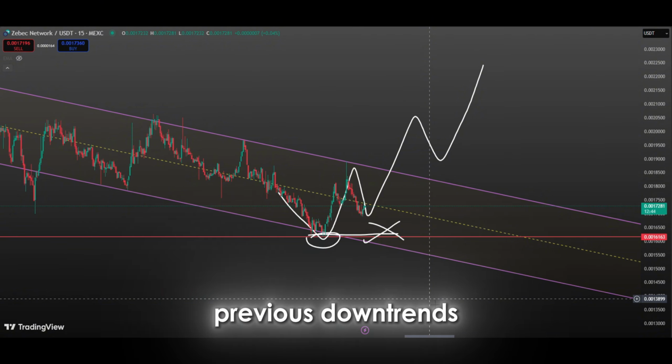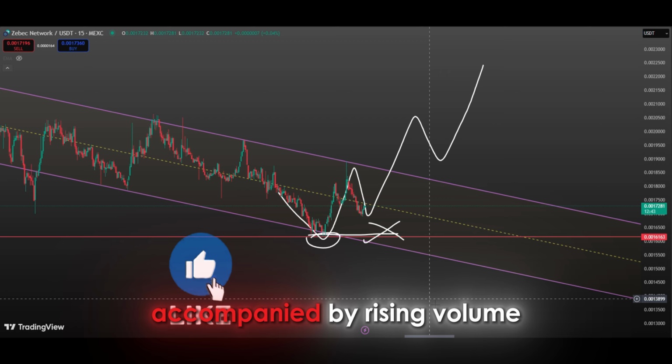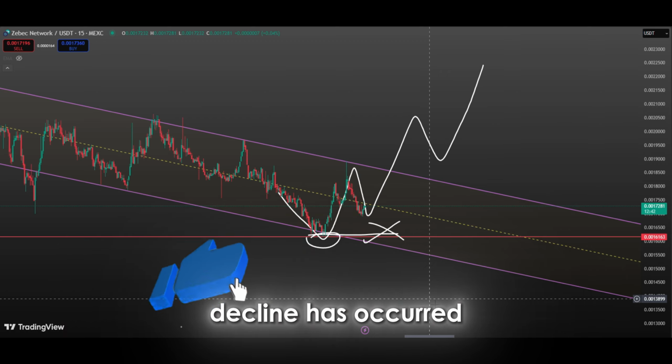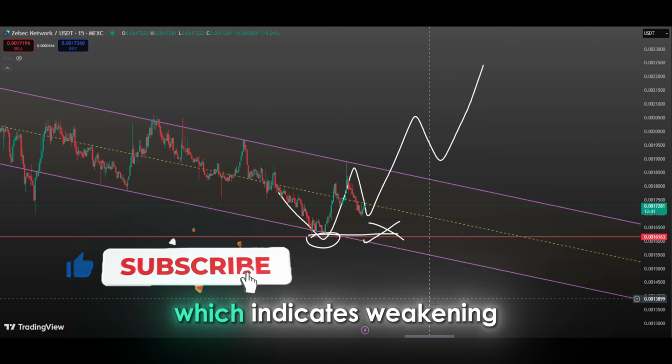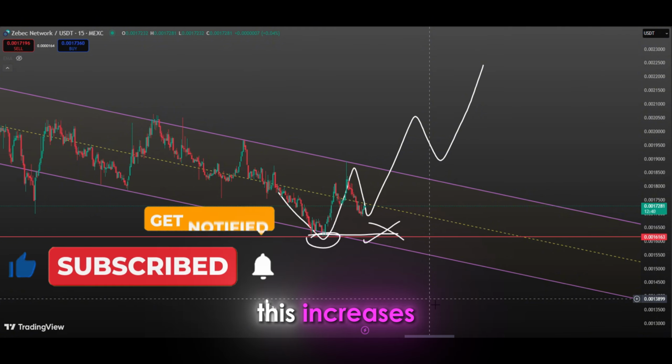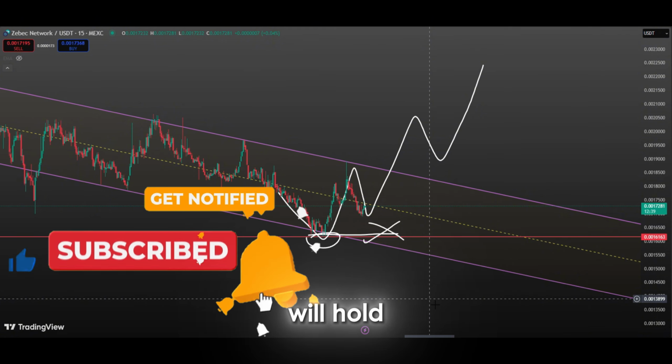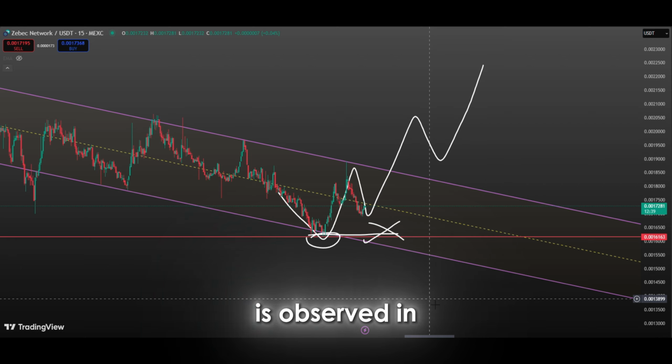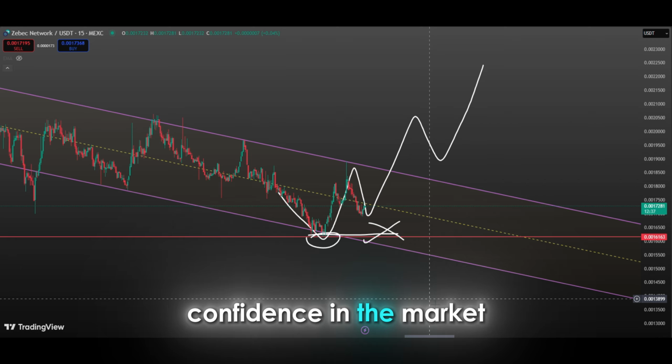Notably, when compared to previous downtrends accompanied by rising volume, this time the decline has occurred with lower volume, which indicates weakening selling pressure. This increases the likelihood that the bottom level will hold. If rising volume is observed in the next upward move, it will show that buyers are beginning to regain confidence in the market, making a steady price increase more likely.